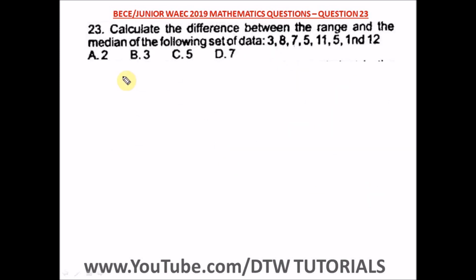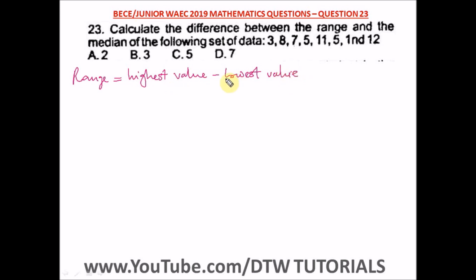Question 23 of the BECE Junior WAEC 2019 Mathematics Past Question. It says, calculate the difference between the range and the median of the following set of data. Calculate the range and the median. So what is a range? Remember, in statistics, range is the highest value in your sample space minus the lowest value. That's your range.